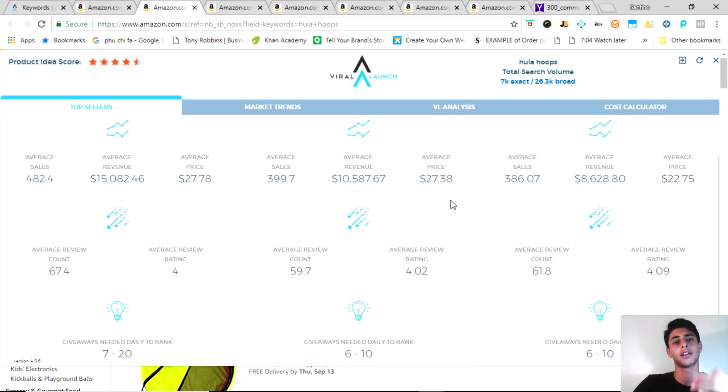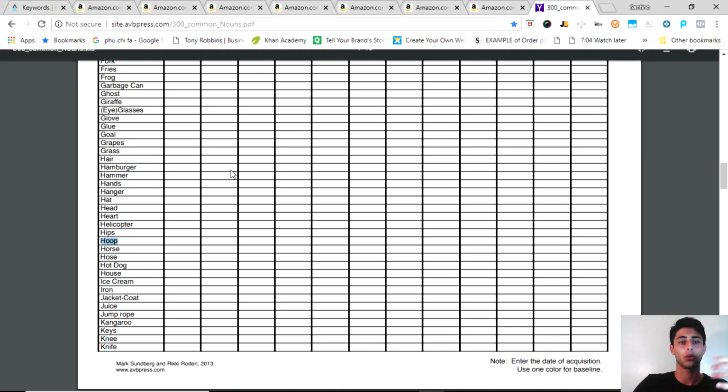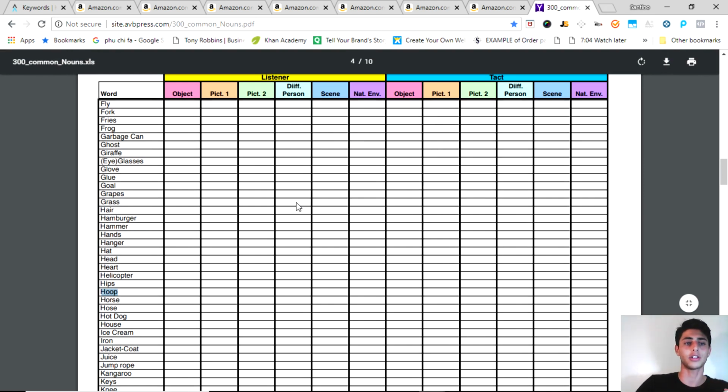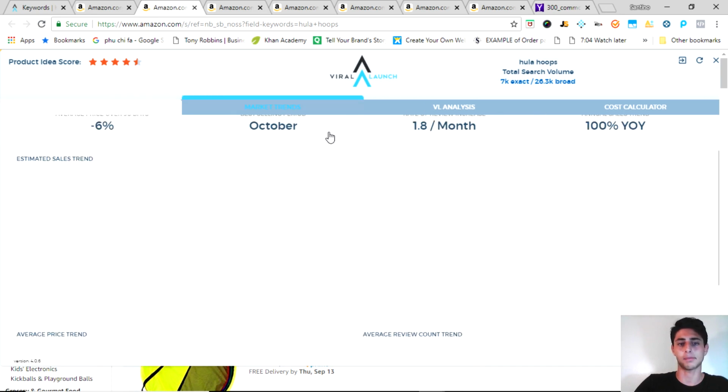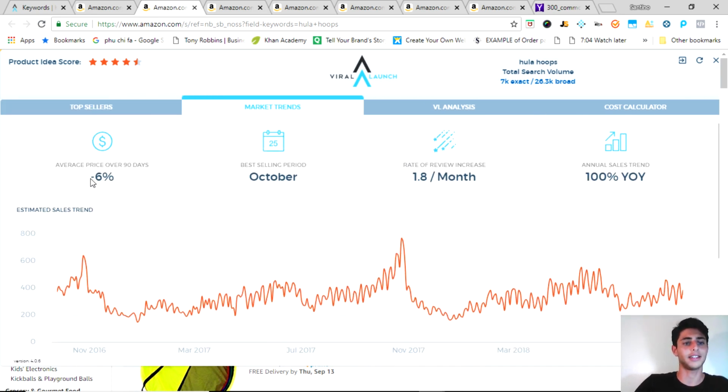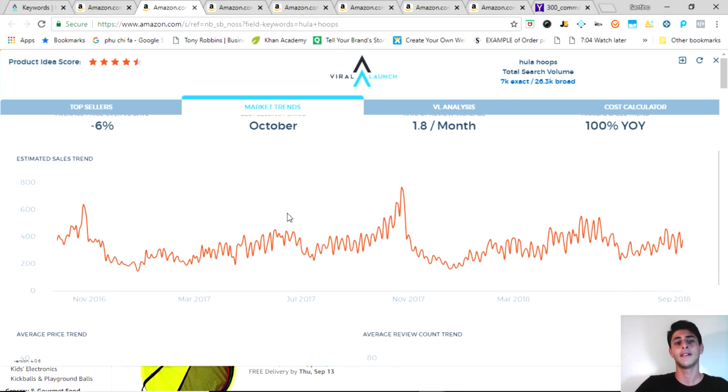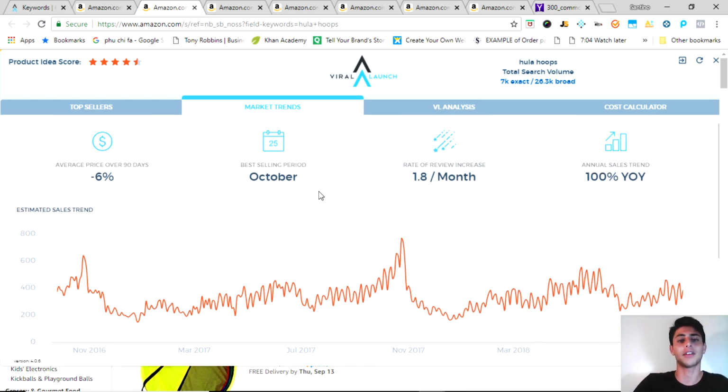And we found this product almost within 10-15 minutes of doing product research using this research method of just plugging in a keyword. So a great sign. So we'll look at the market trends next. See, the average price has decreased by 6% over the last 90 days. So sometimes not the best sign, but it doesn't mean to immediately count this product out. Low rate of review increase, and then annual sales trend of 100% year over year, which means that your revenue could potentially grow by 100% year over year if you tap into this market.